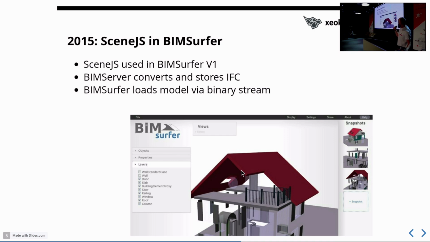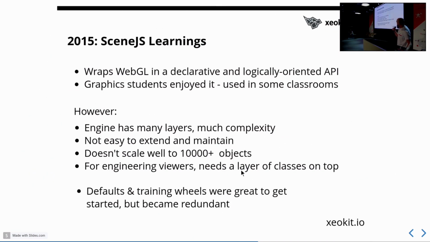So more learnings from this. Scene.js attempts to wrap the functionality-oriented API of WebGL in a logically-oriented API, which is human-readable and intuitive, so that you don't have to get into the details of how WebGL works. However, it creates many layers, and it's very difficult to extend, and it doesn't scale well. It uses a lot of memory, and there's a lot of garbage collection going on there. And we always found that we needed to build a layer of business objects on top of it to adapt it to viewing engineering models.